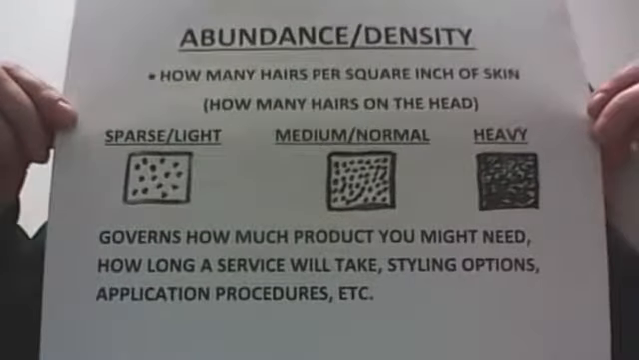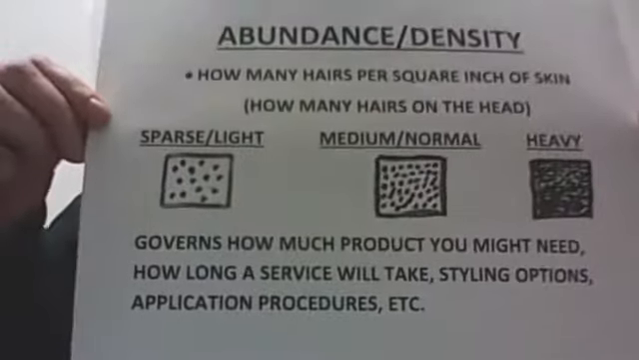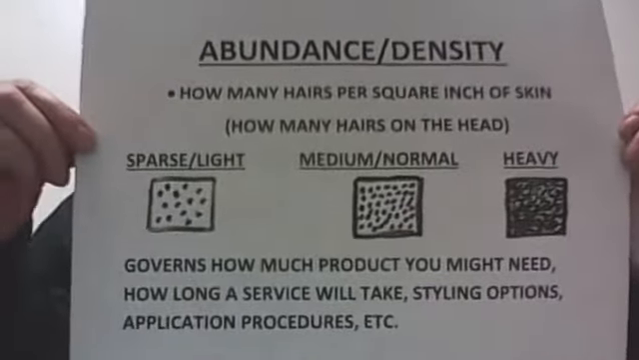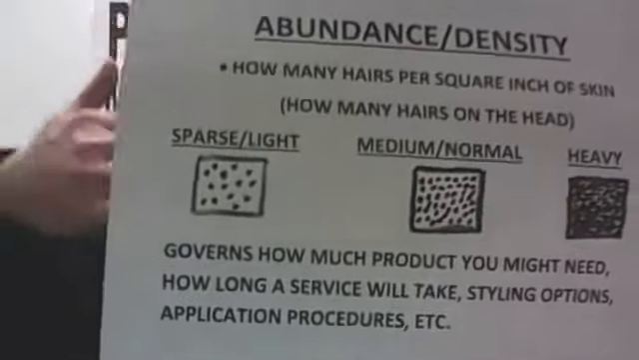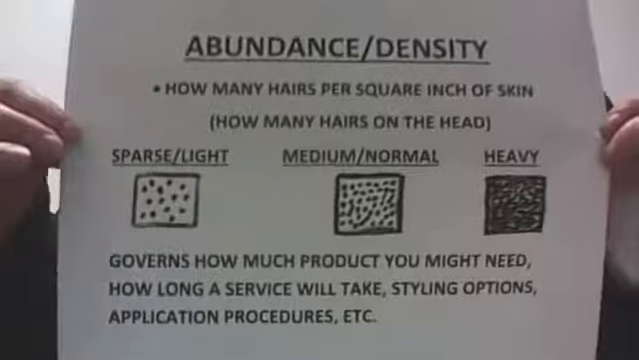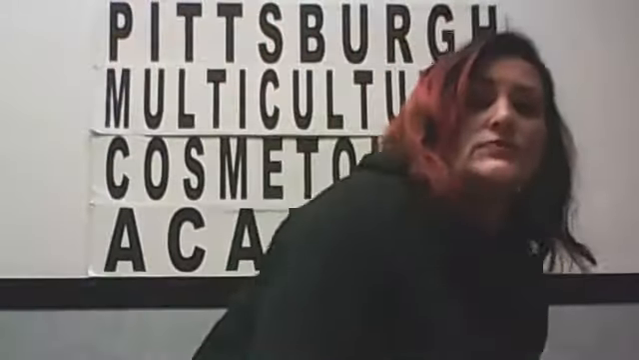Also, the abundance has everything to do with application procedures, because you might have regrowth, you might have overlapping or something like that. So depending on your application procedure, you might need thinner partings, depending on how much hair is on the head. So those three things, abundance, curl pattern, and texture, are the main three things that govern the type of hair that you have. All right. So the type of hair you have will have a lot to do with the kind of conditioning procedures that you choose to use, and also the type of conditioners that you choose to use.